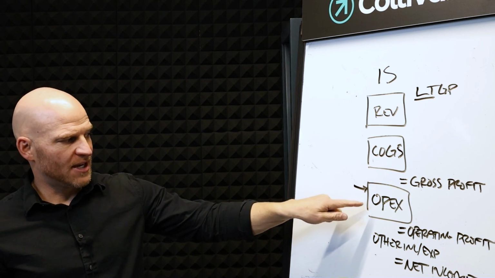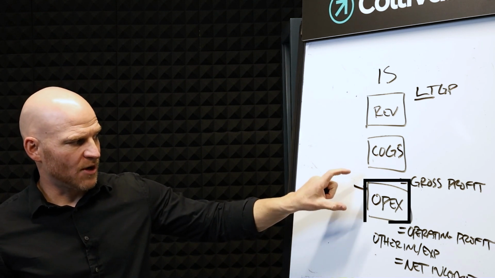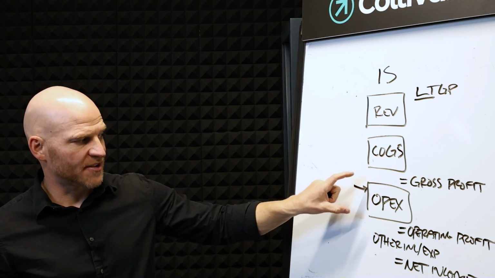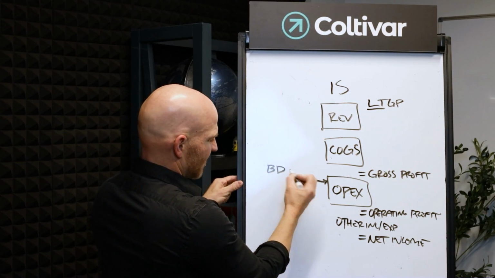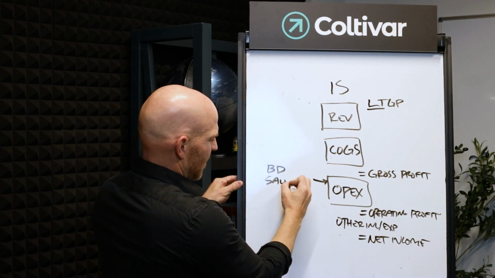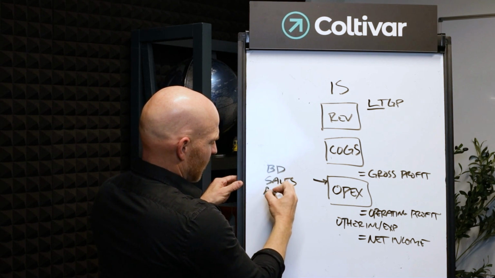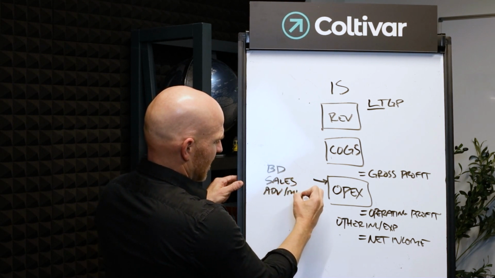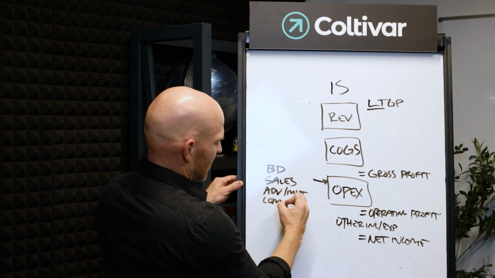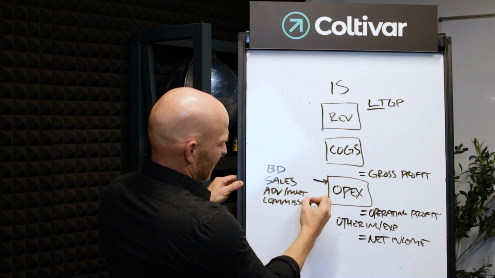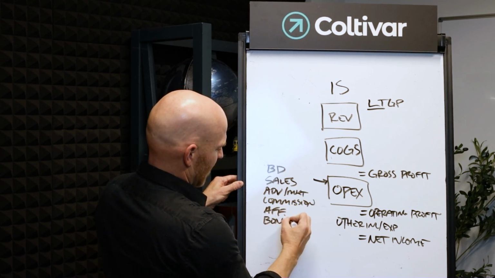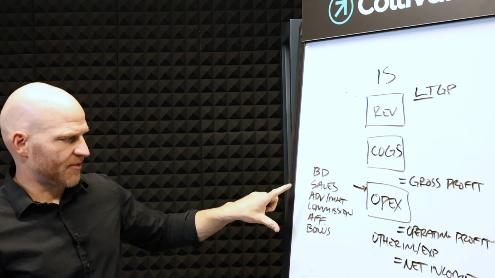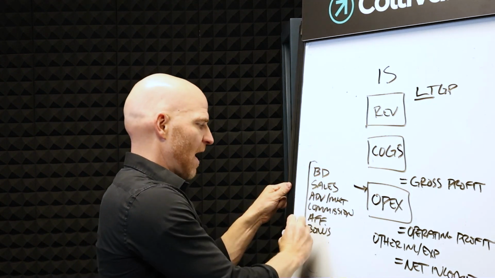You're going to look down here in operating expense because that's where your customer acquisition costs typically fall. And you're going to include things such as business development cost, maybe you have sales salaries, you have advertising and marketing, maybe you pay some commissions, maybe you have affiliate fees, maybe you have bonuses that you pay out, and all costs associated with acquiring new customers.